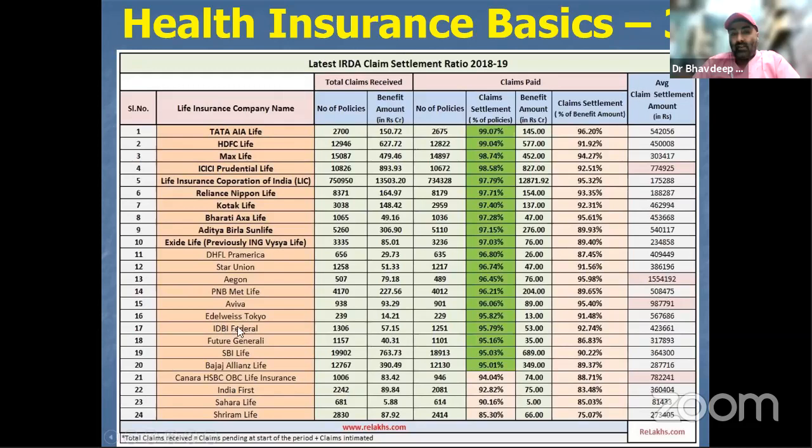IDBI Federal have parted ways now. Edelweiss and Tokio IFFCO have merged now. So these things will keep on happening. Reliance and Nippon have also merged. Reliance actually exited from the mutual fund industry, and Nippon took over it as well.